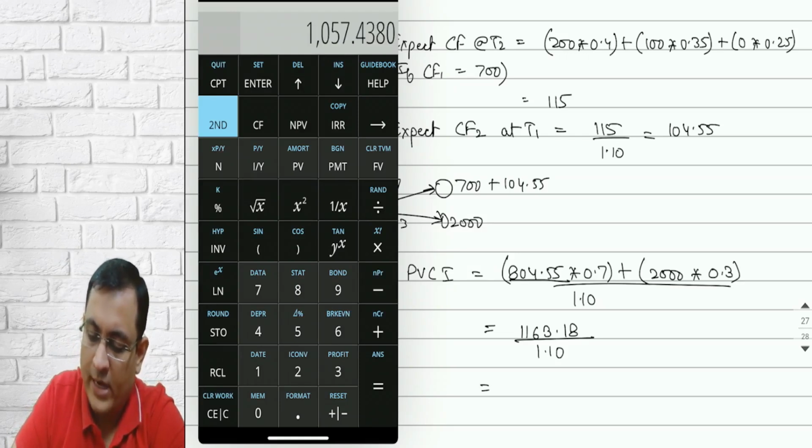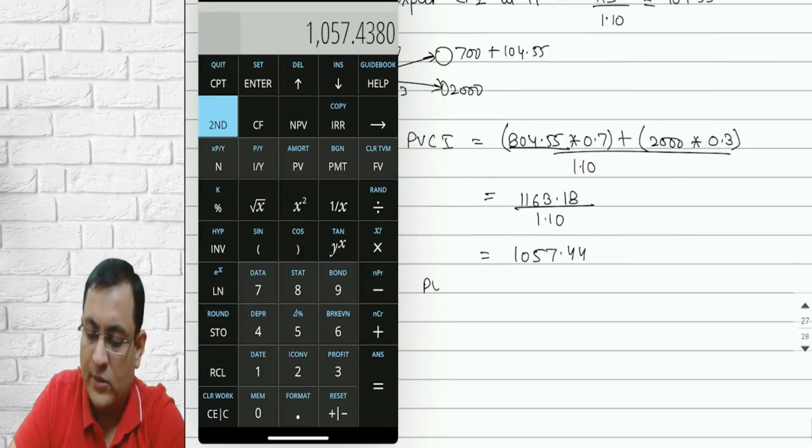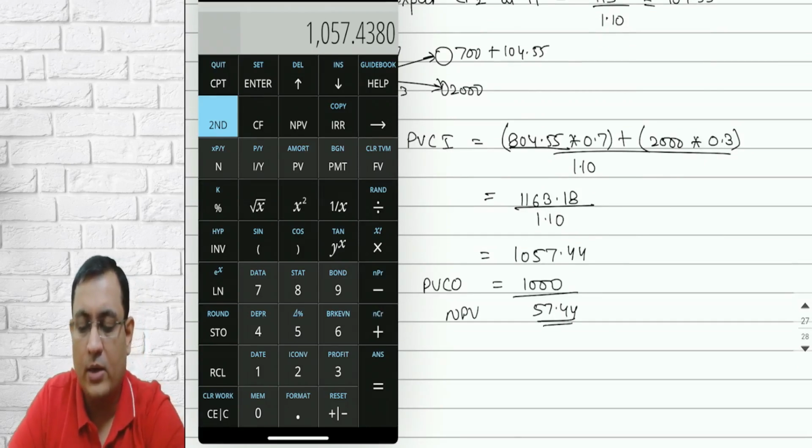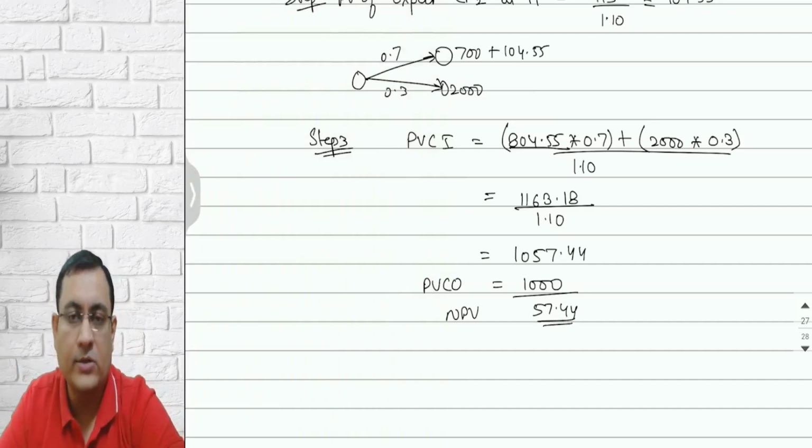The present value of cash inflow is 1057.44, whereas PVCO, the present value of cash outflow, is 1000. So your net NPV is equal to 57.44. We should be continuing this project at T0.